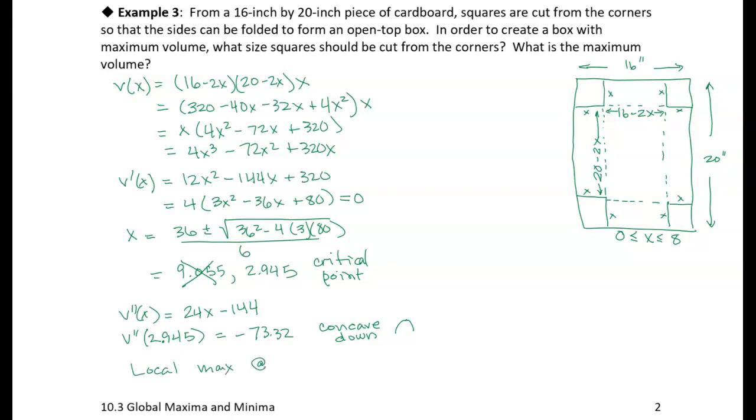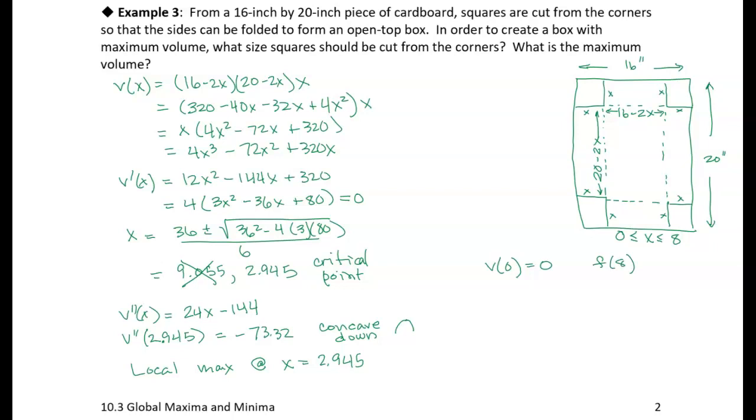Local maximum at x equals 2.945. All right, now let's evaluate and find the global maximum. So we have a couple endpoints, but it's not f of 0, it's V, right? We're going to evaluate the volume. So V at 0. Of course, we cut nothing away. You're not going to get any volume, so it makes sense that would be 0.